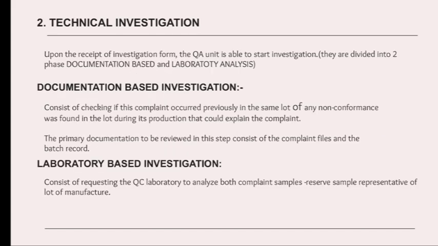Then second is technical investigation. Upon receipt of the investigation form, the Quality Assurance Unit is able to start the investigation. It is divided into 2 phases: documentation based and laboratory analysis. The documentation based investigation consists of checking if this complaint occurred previously in the same lot, or if any non-conformance was found in the lot during its production that could explain the complaint.